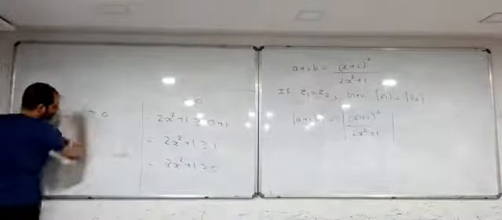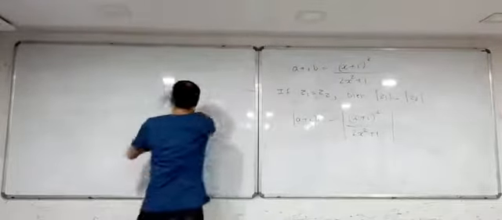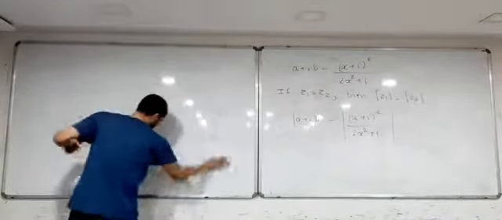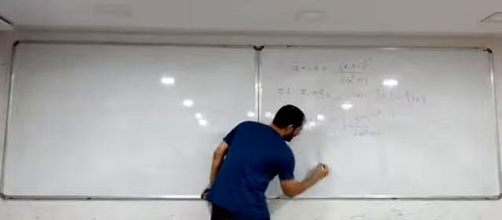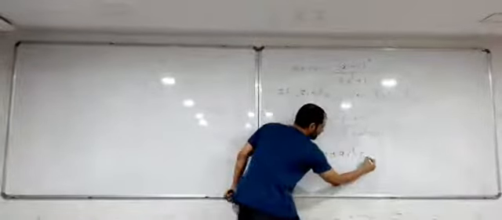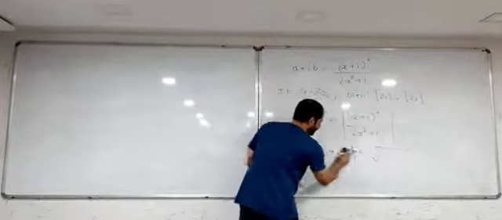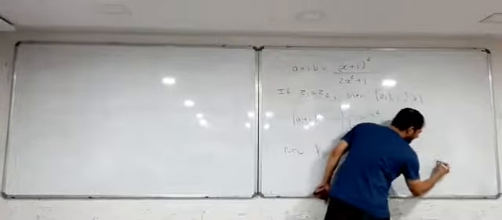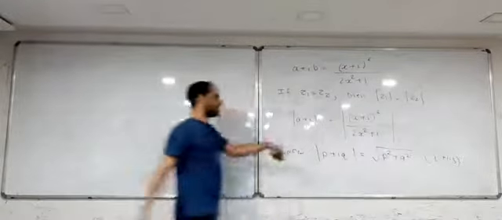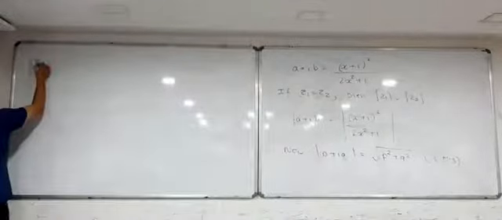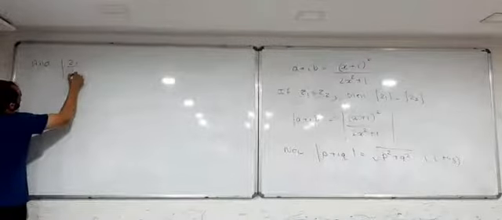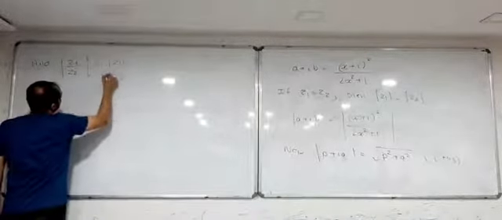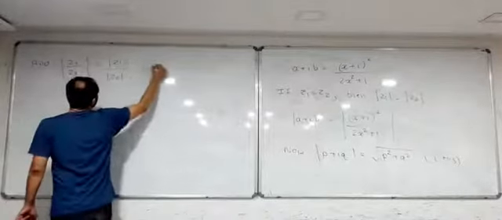For the right side, what will you do? For the right side, look at the individual magnitudes. The magnitude of p plus iq is the square root of p square plus q square. That has to be applied in the LHS. And in the RHS, what has to be applied? The magnitude of z1 upon z2 is the magnitude of z1 upon the magnitude of z2. That has to be applied in the RHS. In subjective exams, you will have to write the properties.